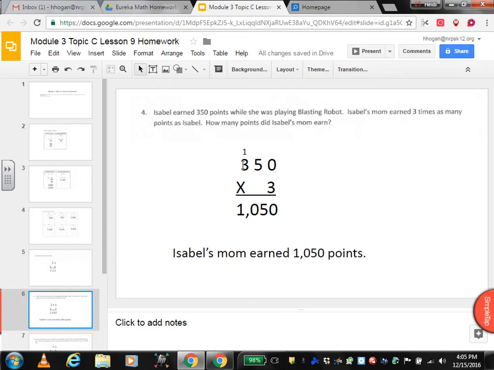Isabel earned 350 points while she was playing blasting robot. Isabel's mom, go Isabel's mom, earned 3 times as many points as Isabel. How many points did her mom earn? She earned 3 times as many as Isabel. So we just set up our multiplication problem.